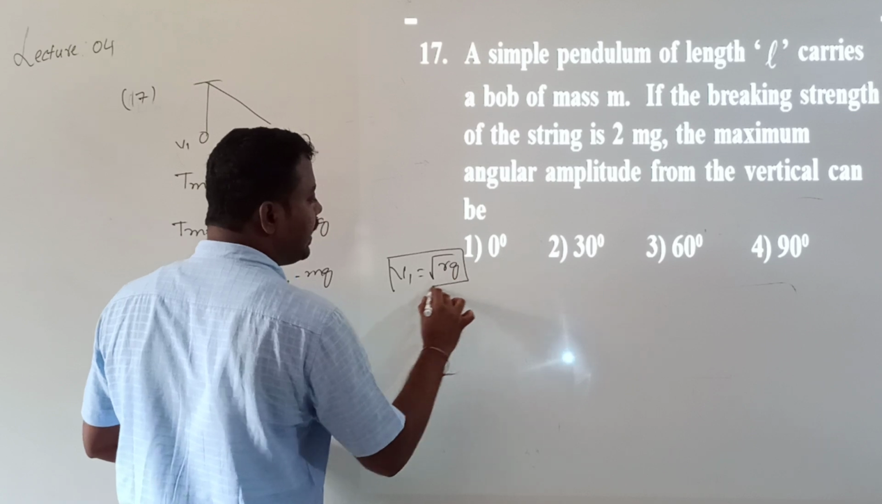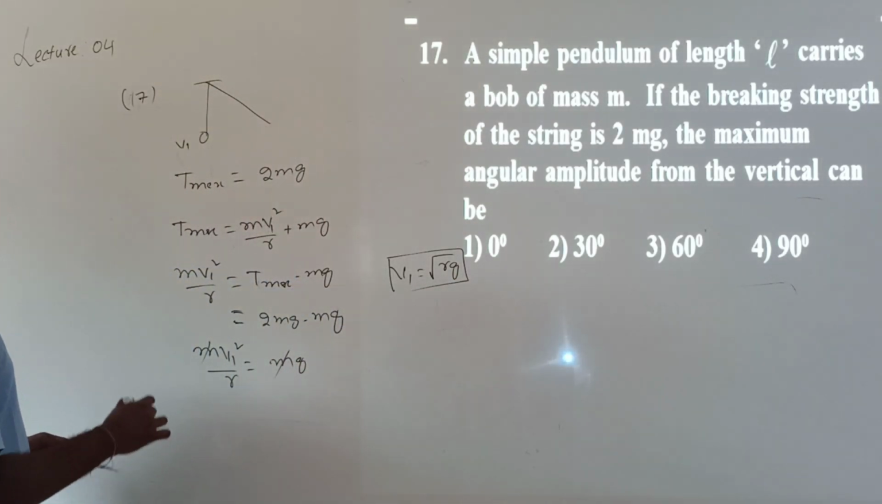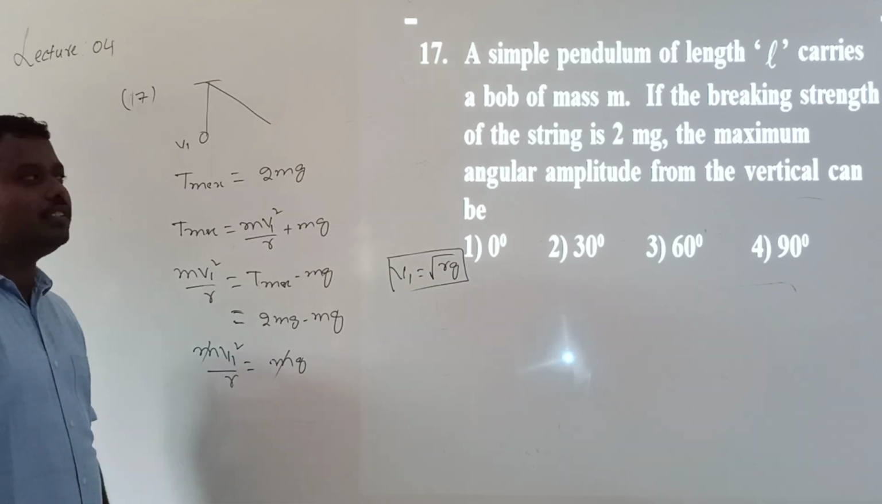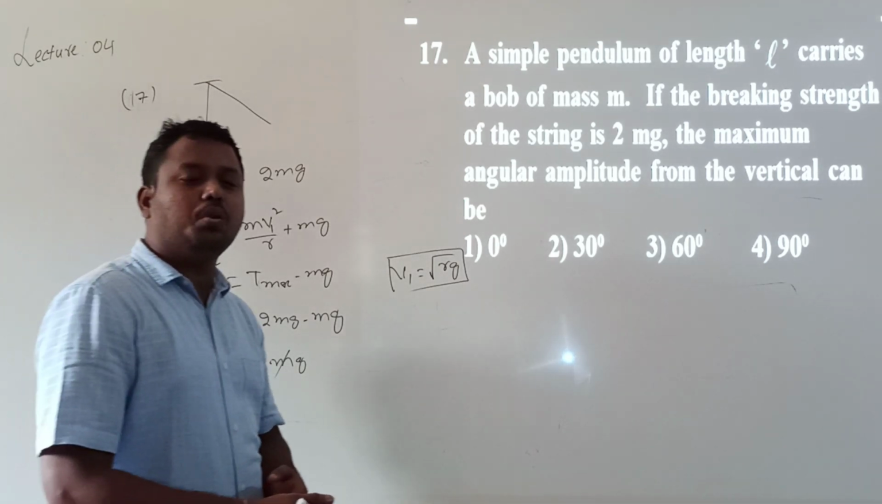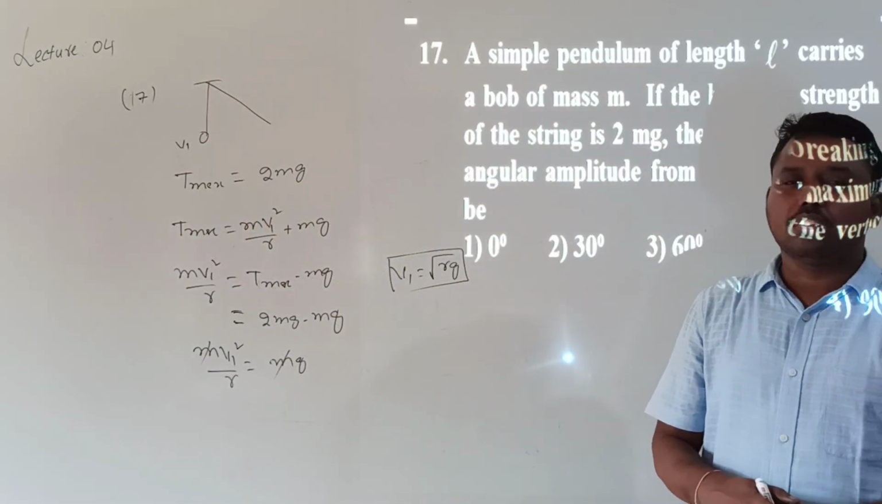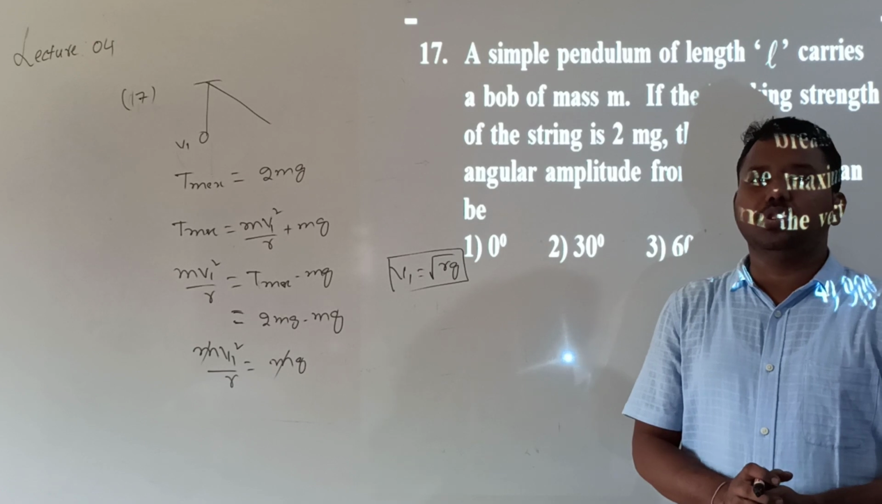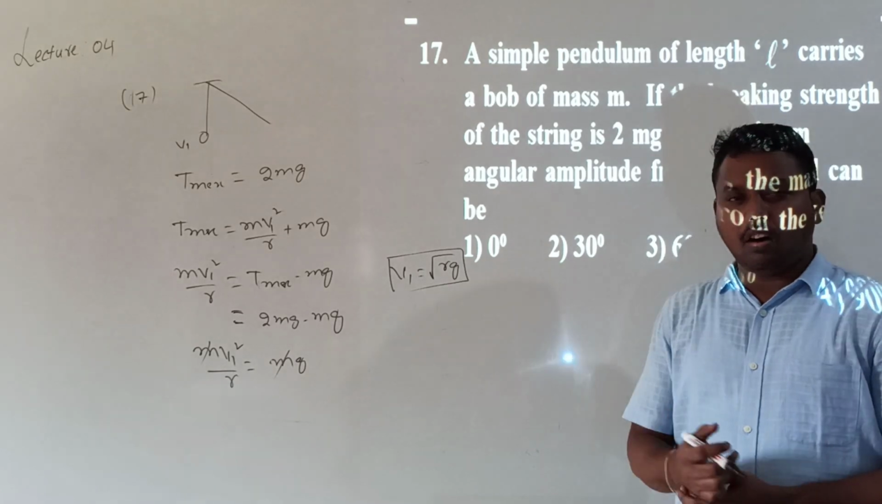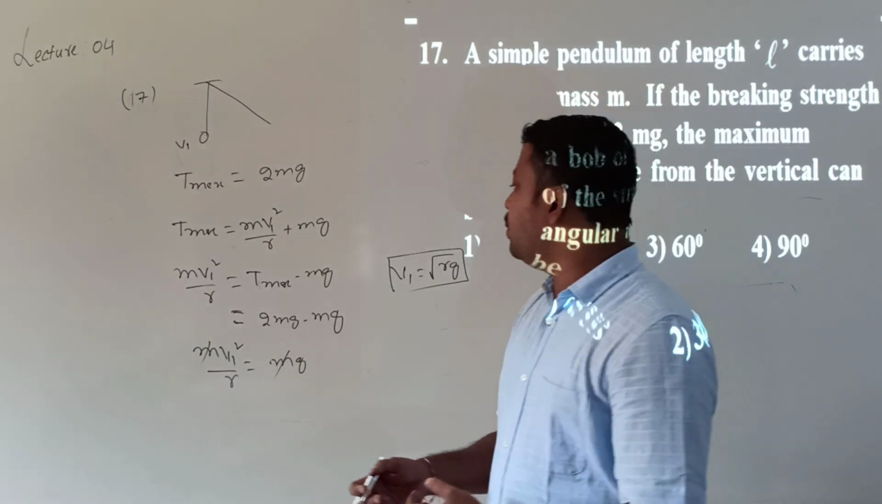As per the given data, the velocity at the lower end is root over r g. We know the conditions: when the velocity is greater than or equal to root over 5gr, it executes vertical circular motion. When the velocity is less than root over 2gr, the body will oscillate. Here the body will oscillate.